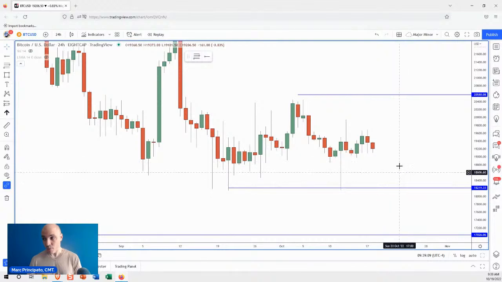You're not near a support, so there's really nothing to do on the long side as far as swing trades or day trades. Okay, let me take a look here.